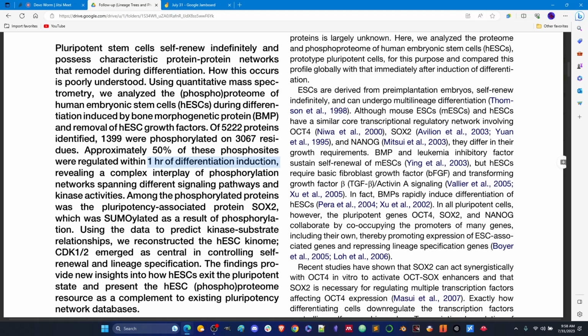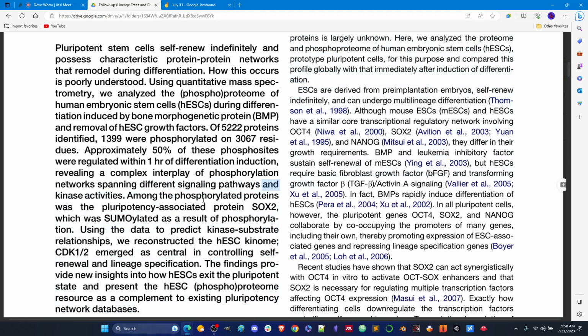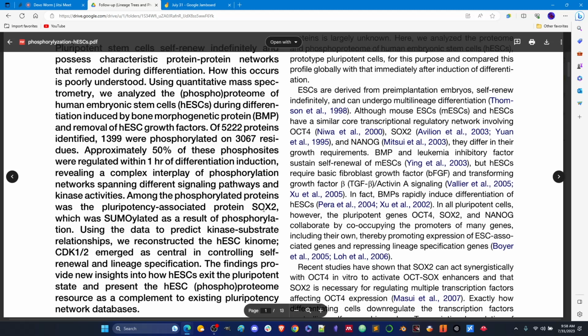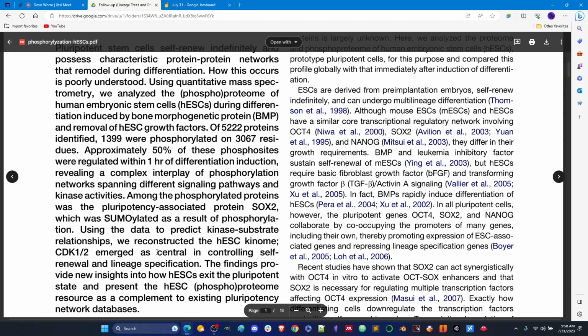So this is a quick process, and it reveals a complex interplay of phosphorylation networks spanning different signaling pathways and kinase activities. This is involved in a lot of different signaling pathways, and the paper gets into some of those. Among the phosphorylated proteins were those associated with SOX2, which you see a lot in stem cell differentiation. There are other things, like CDK1/2, which controls self-renewal.